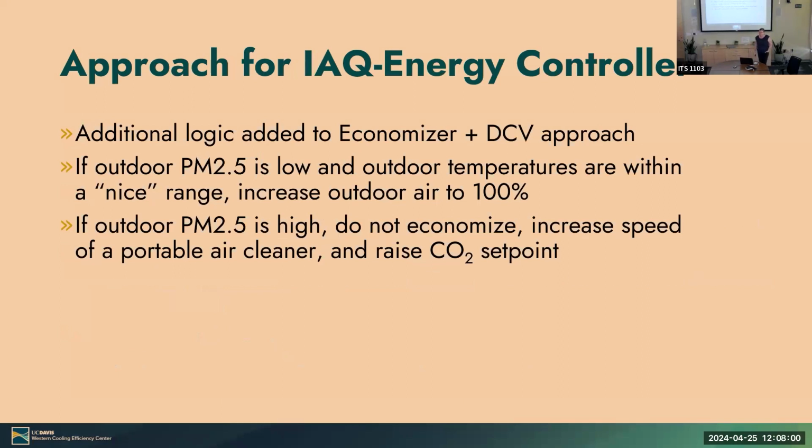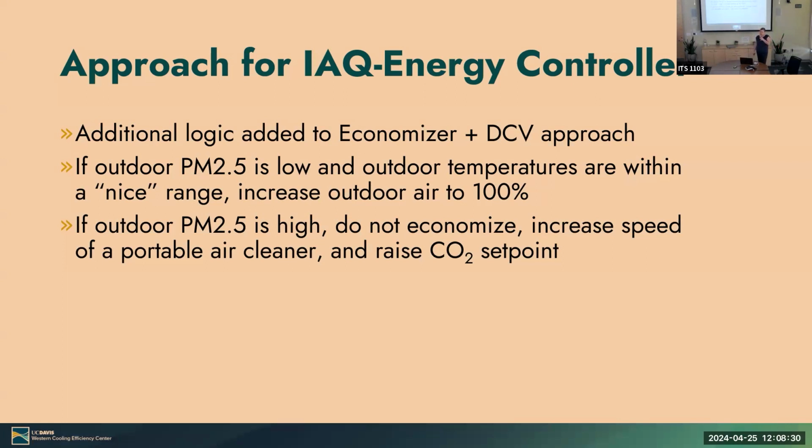So my approach is I'm essentially adding additional logic to an economizer plus DCV approach. So if the outside air PM 2.5 is low, and we can debate what low means, that's part of the objective here, and the outside temperatures are within a nice range, right? And again, what does nice mean? But basically, these are temperatures at which you would say, hey, let's open the windows, right? Let's bring in as much outside air as we can.